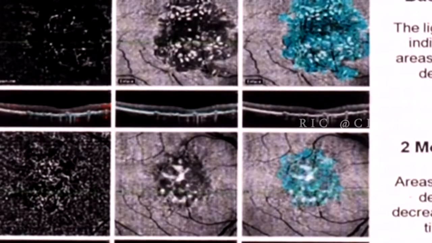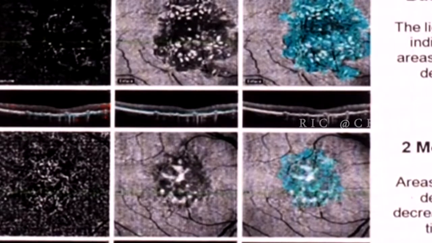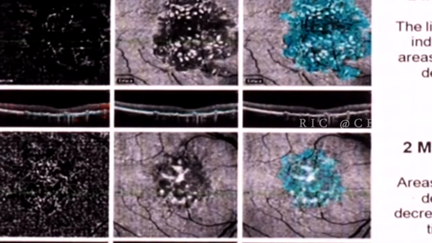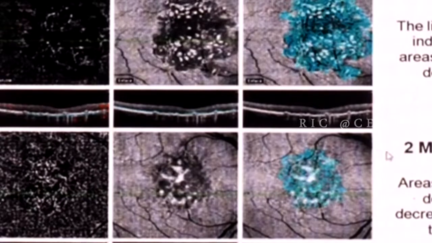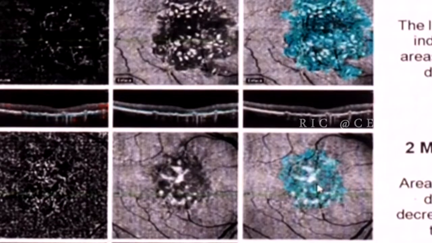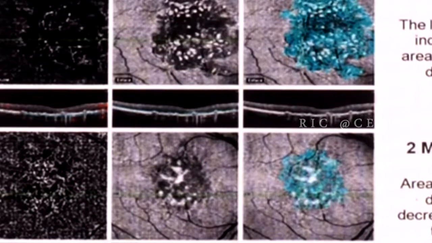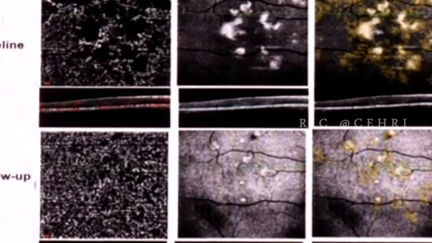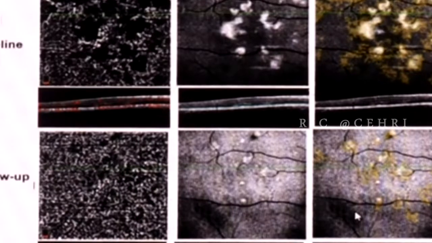Now you look at the top, and this blue area here indicates the area of flow deficit. Now this is a placoid kind of lesion which you see in serpiginous. So you see the baseline, and this is not 2, this is 3 months, where you see that there has been some improvement in the flow. The area of flow deficit has actually improved with time. In multifocal, this improvement was much more significant.